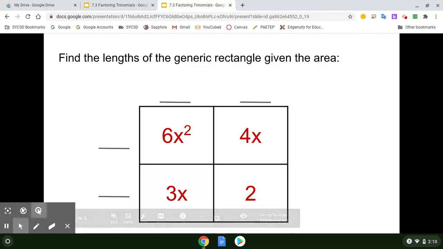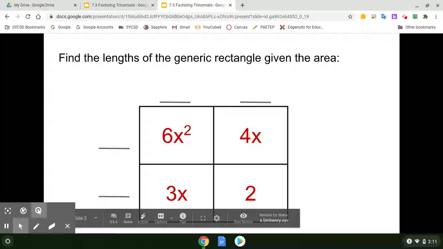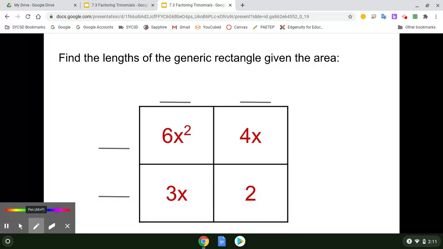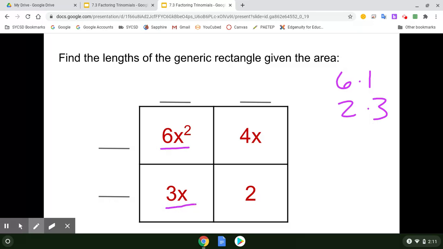And go ahead and try one more. So pause the video and see if you can find the lengths of the rectangle given the area. So this time, we know that 6 and 1 are both factors of 6, and 2 and 3. So which is it? Well, if we're looking at this whole column, then the one that would make the most sense is to use 3.